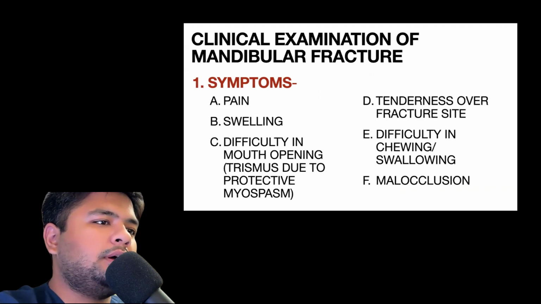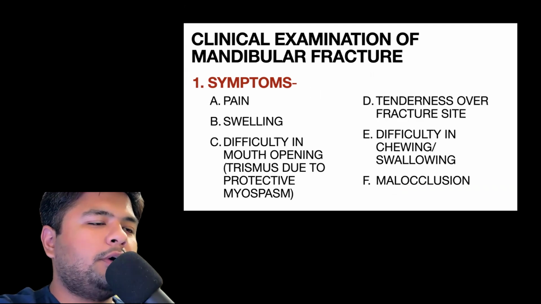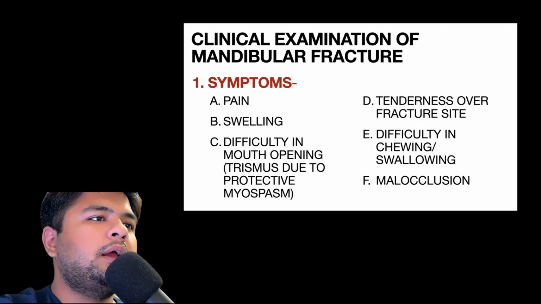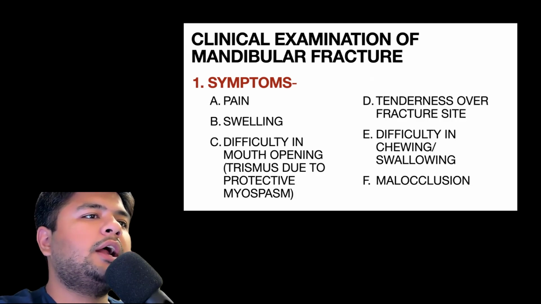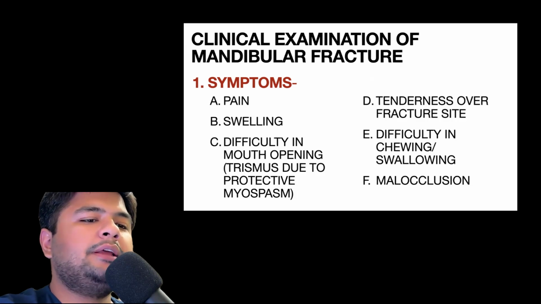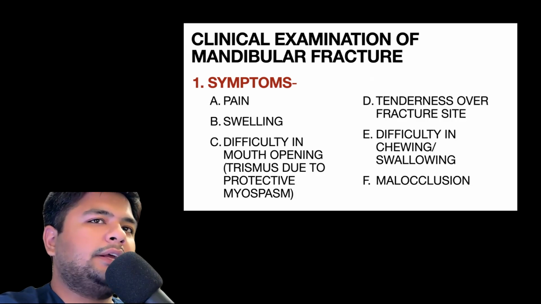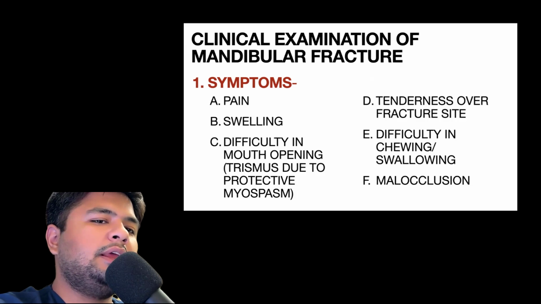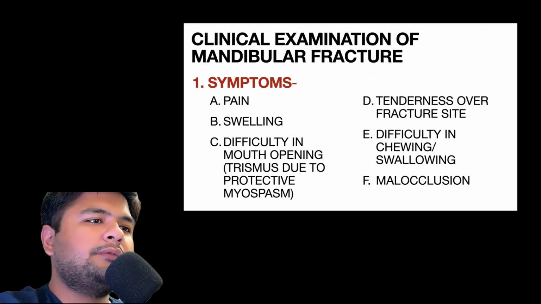Yes, coming to this, how we'll check for the symptoms. First of all, we will be seeing if there is any pain, swelling, difficulty in mouth opening, trismus due to protective myospasm. Basically, in mandibular fractures, the most important cause of difficulty in mouth opening is the trismus due to protective myospasm, and other symptoms we will be checking for are the tenderness over the fracture site. For example, if we have any inspected fracture site, or if the patient is complaining that from this part he's feeling uncomfortable, we will be checking for the tenderness over that particular fracture site first.